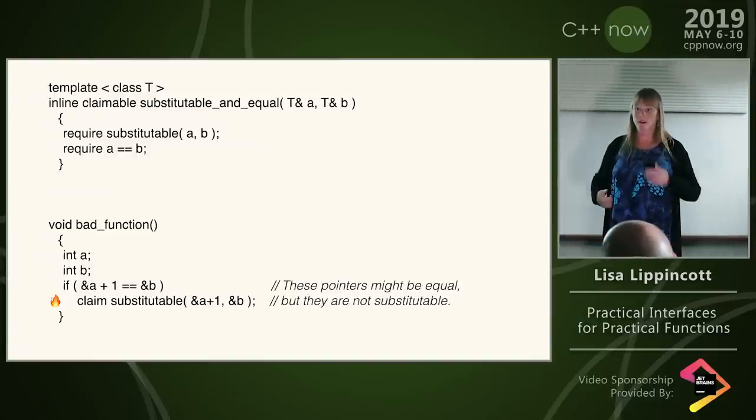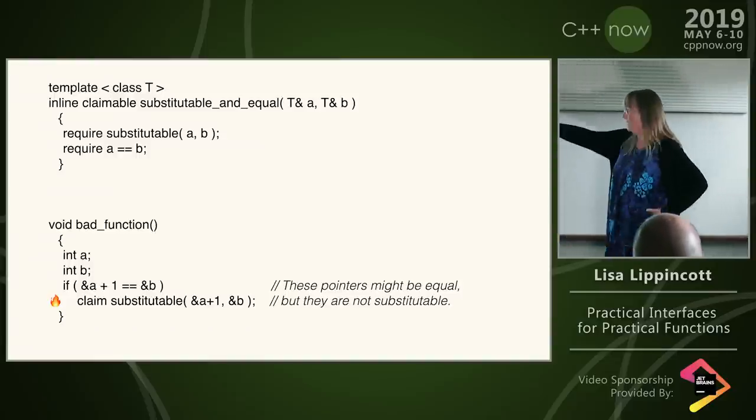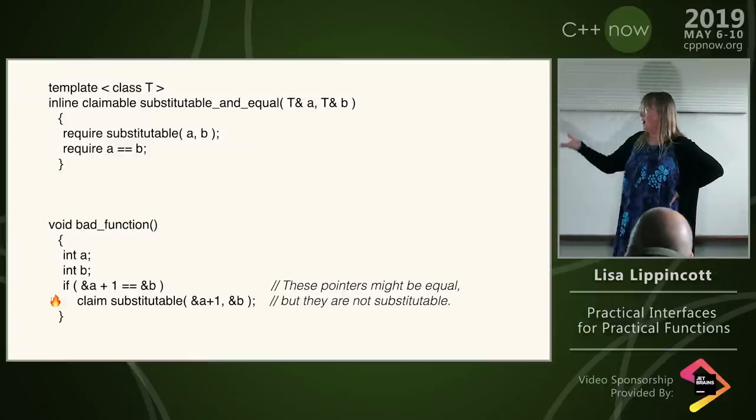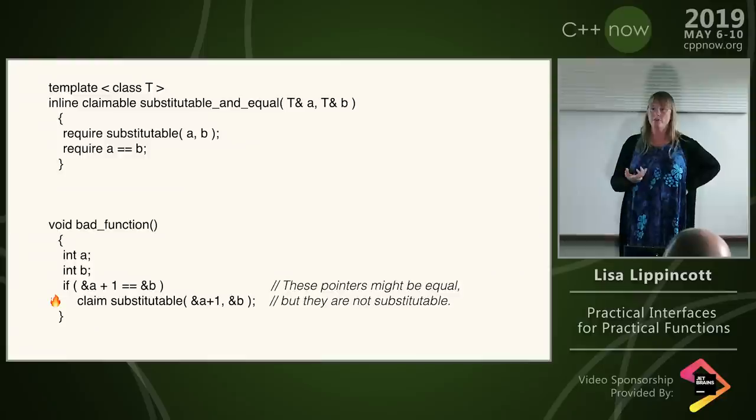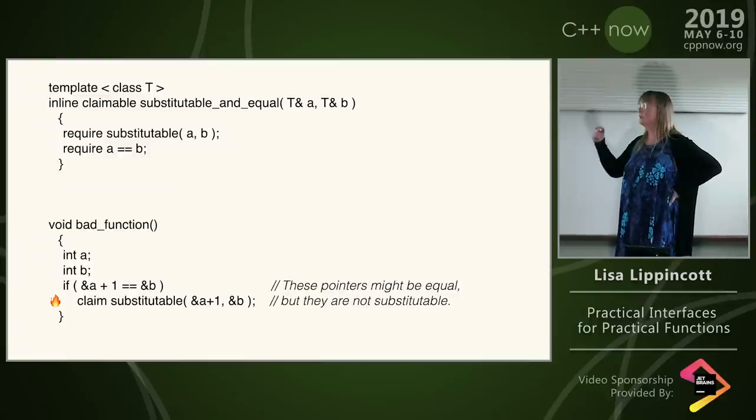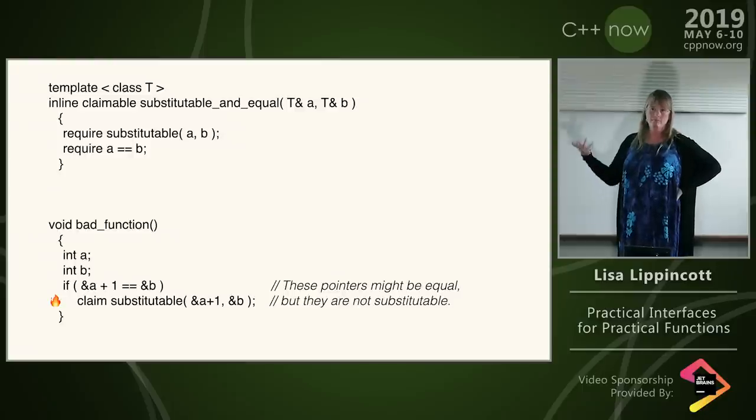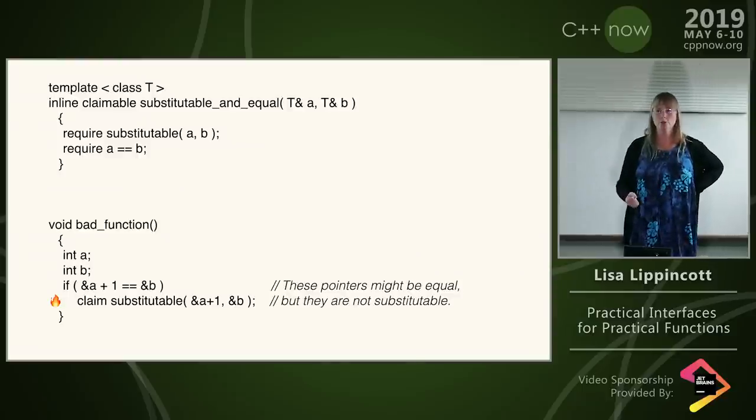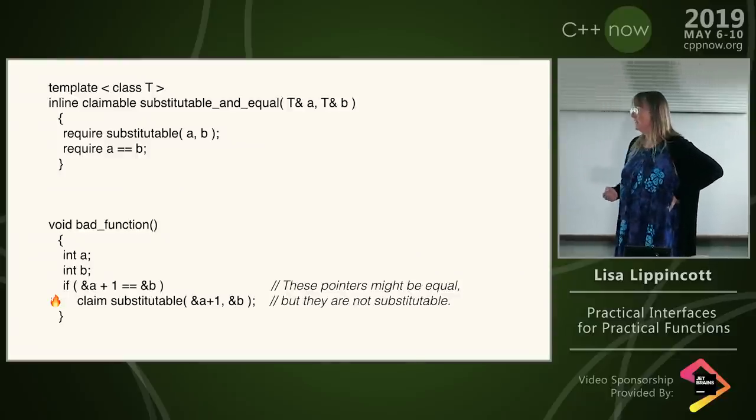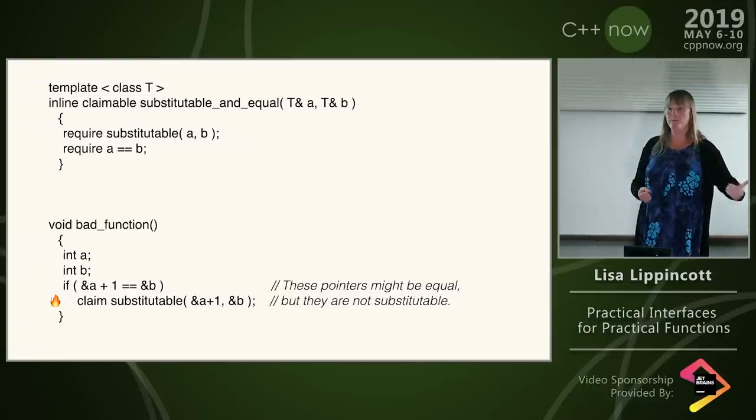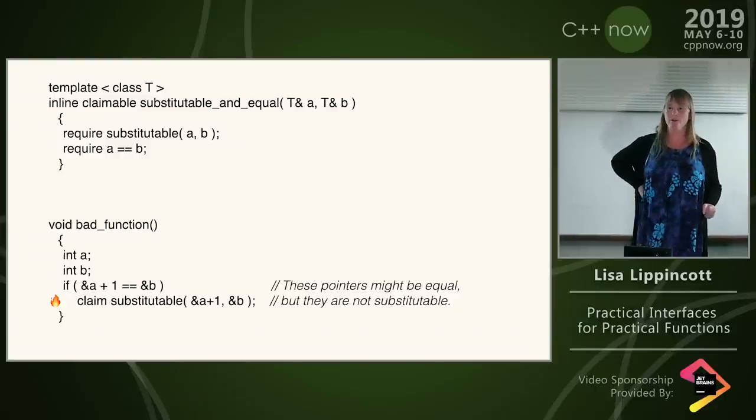Could you say that again? I don't understand. How so? Ah, right here. We have two variables, A and B, that I have declared. It is possible that if I take the address of A and add 1, I get a pointer that is equal to the address of B. That's a legit comparison. I can do that, and it might come out true. But if I try to access B through the pointer A plus 1, that's undefined behavior.